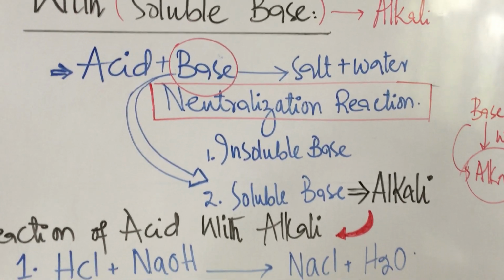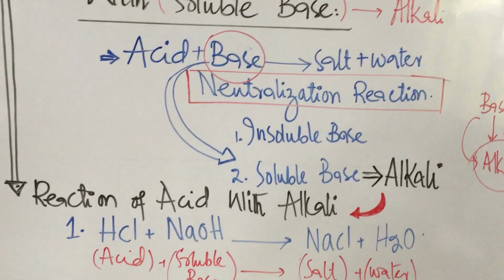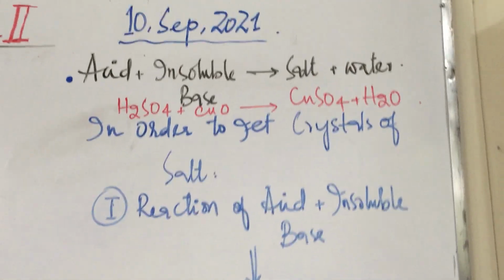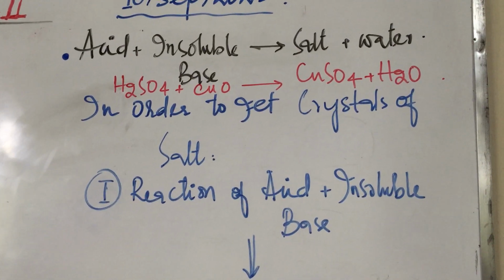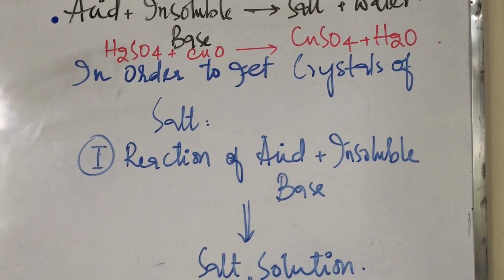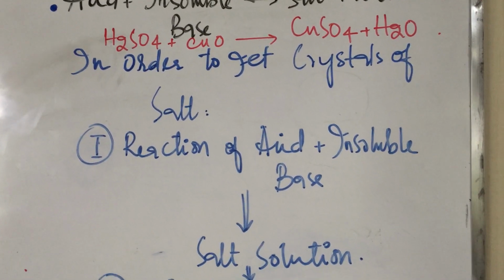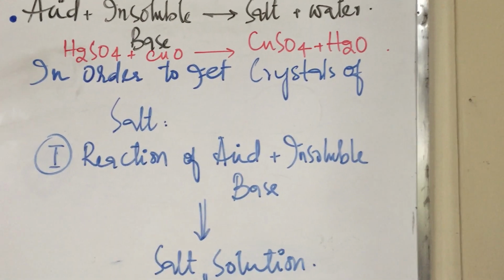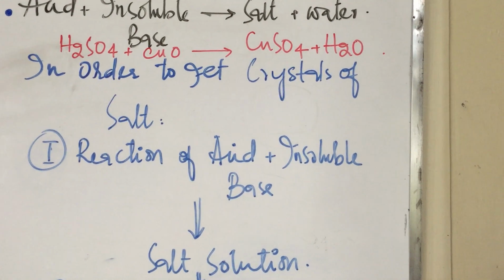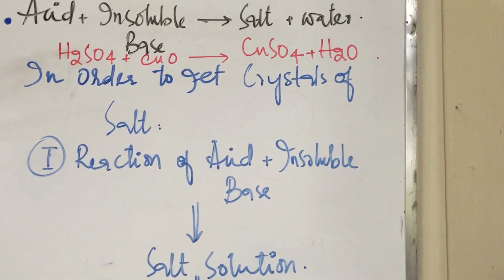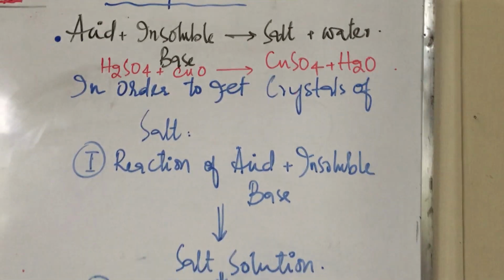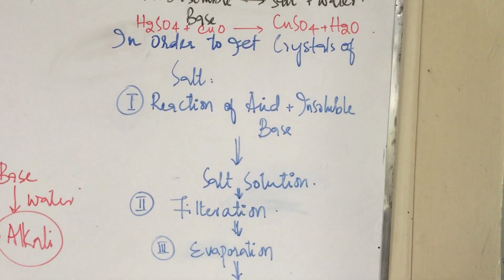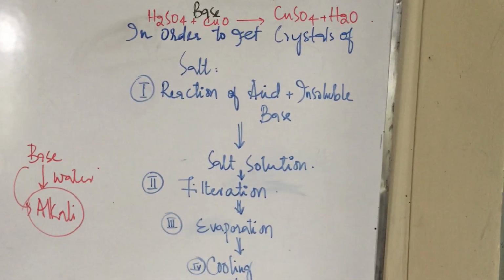Before going for the explanation of this reaction, I am repeating what we have done in the previous video. We were reacting our acid with an insoluble base, using copper oxide with sulfuric acid to get our copper sulfate in water. As I already mentioned, copper sulfate is present in ionic form, not in crystal form. So in order to get our salt, we have to go through certain steps, and they are also written in your book.